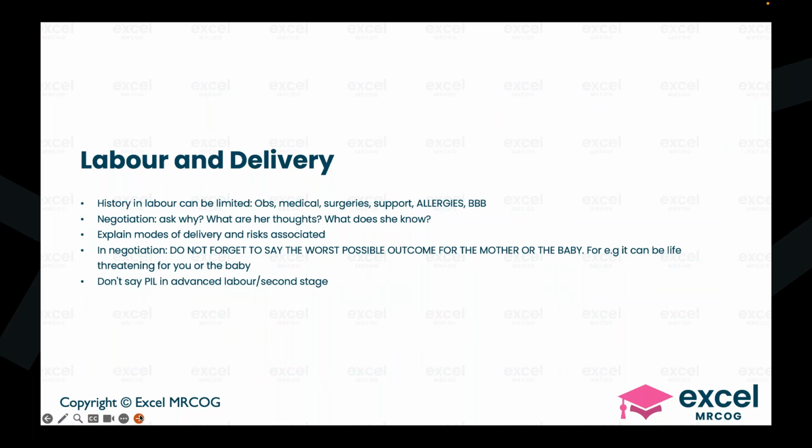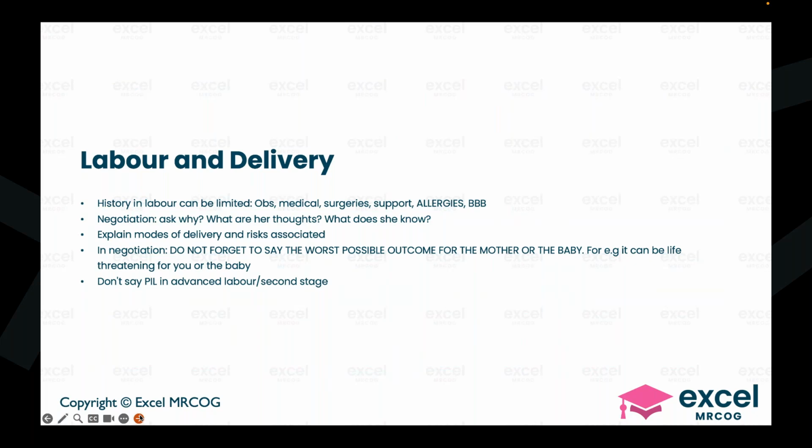If she wants to have, say, a home delivery, it's a negotiation task. The patient wants to have a home delivery and she has multiple comorbidities, and she has a twin pregnancy. So, firstly, ask why she wants home delivery. What is her idea? What are her thoughts? What does she know? Important. Because she may have her own thought process, her own ideas, which you need to address to convince her that the home delivery option is not good for her. Okay?